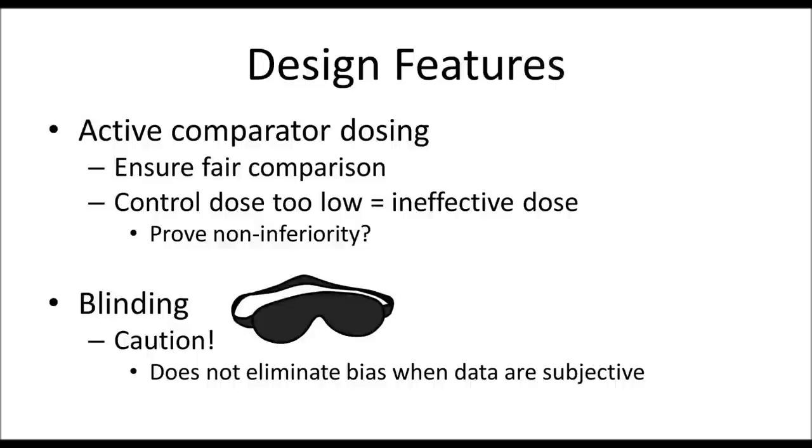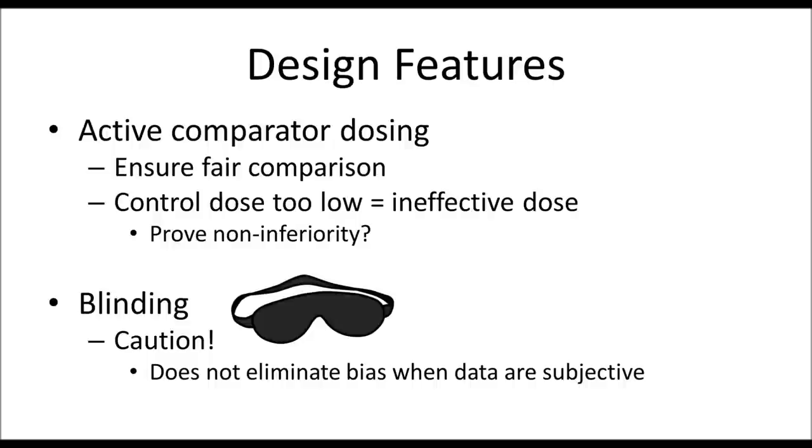The next consideration for the reader is the active comparator dosing. If this dosing is suboptimal, there may not be a fair comparison of the two treatments. For example, if the control group dosing is too low, it may be an ineffective dose. This may bias the results towards showing non-inferiority.